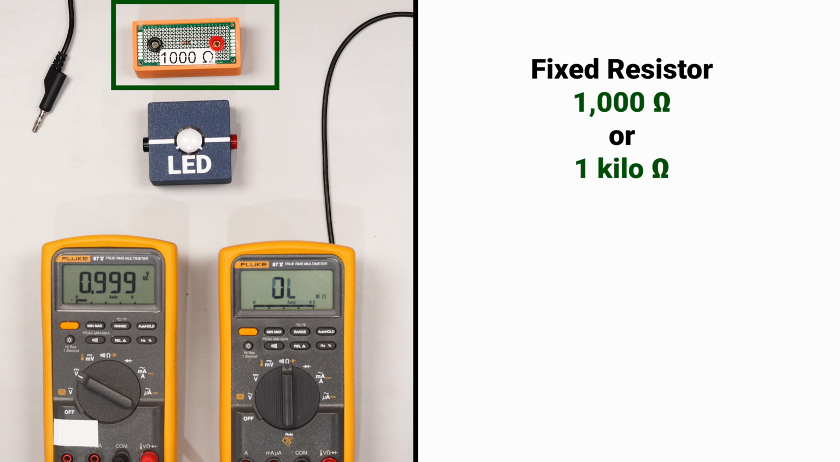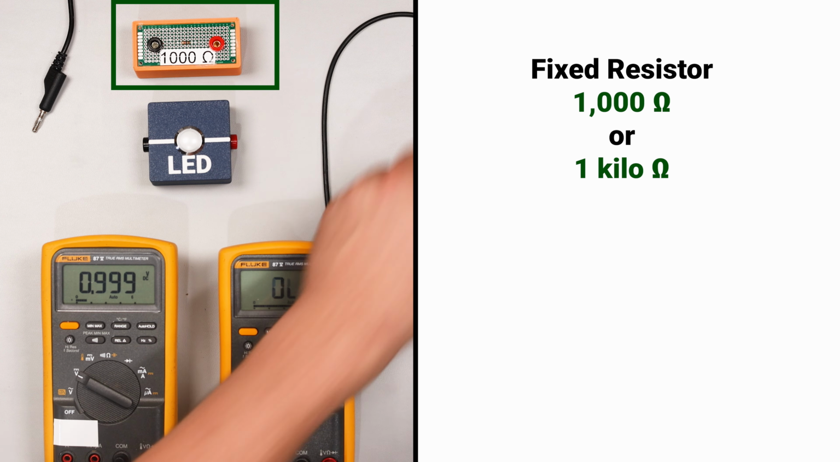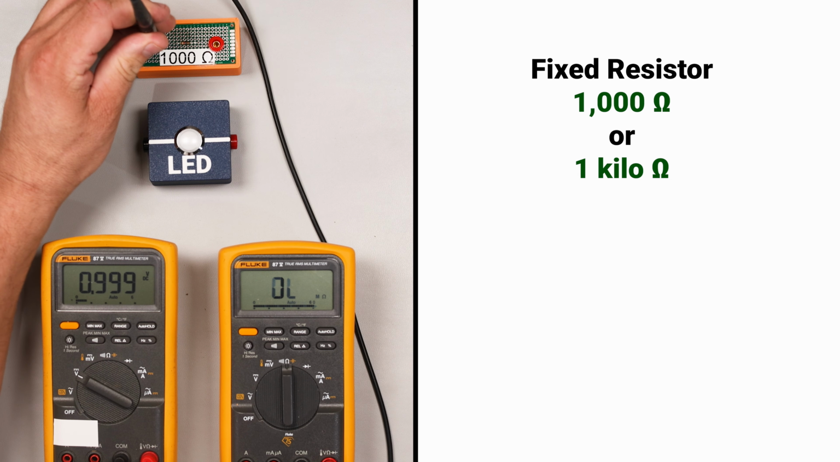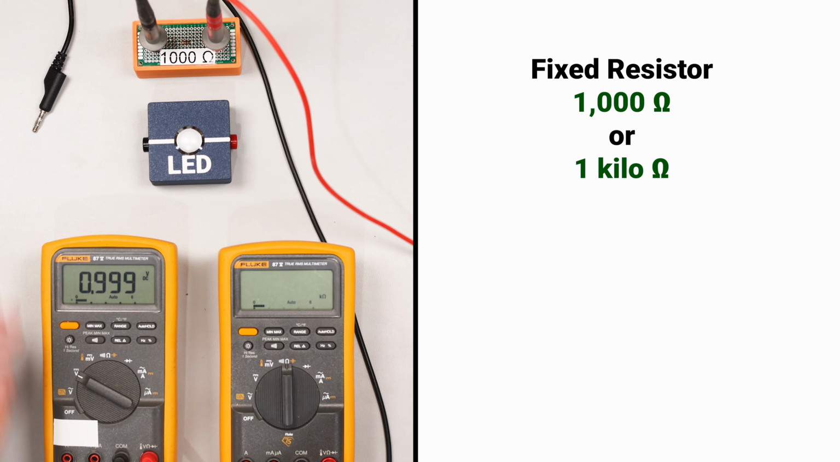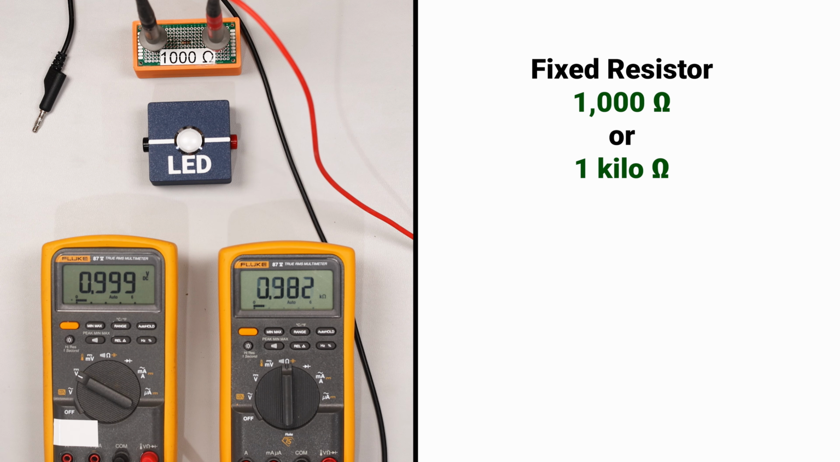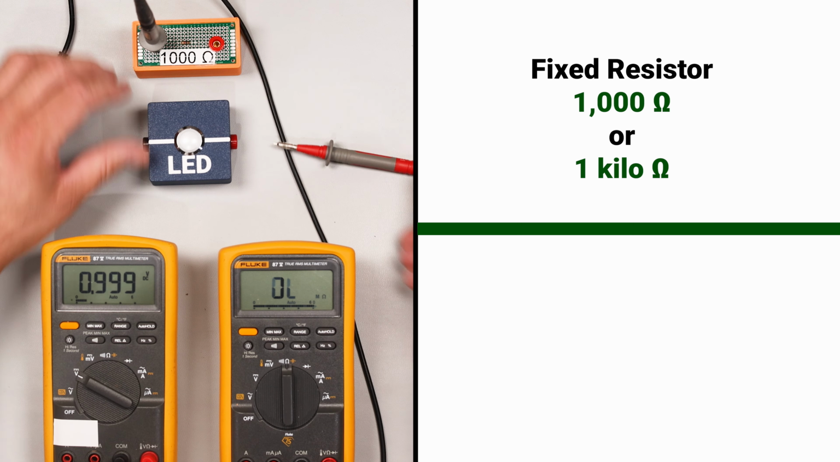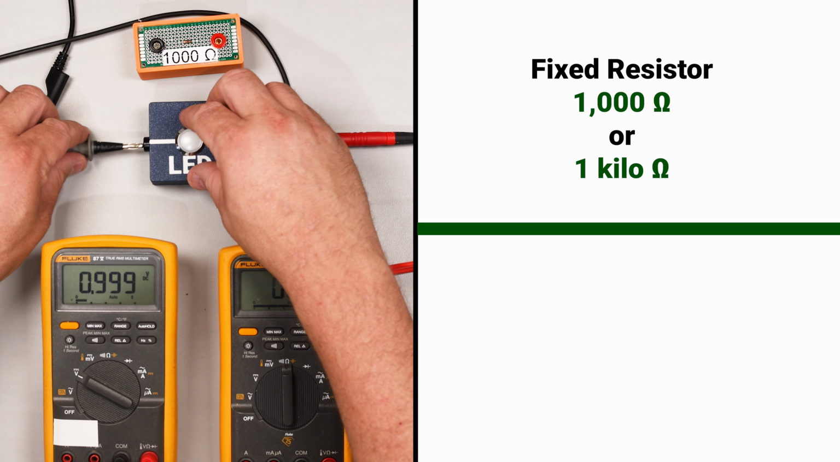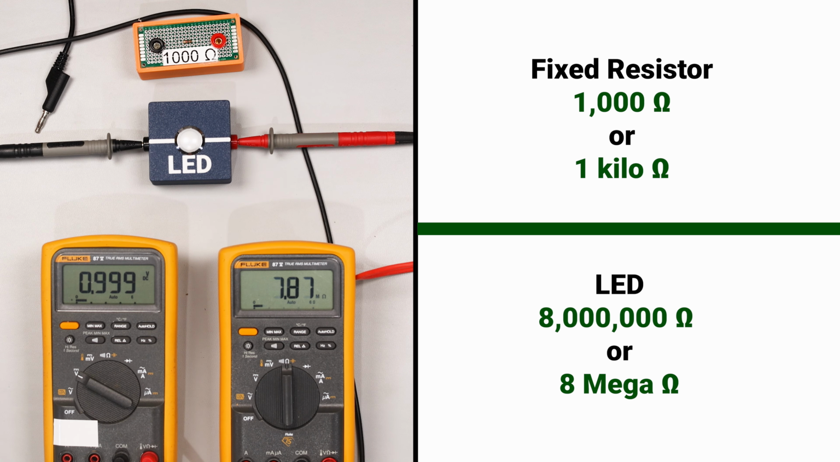At the top of the screen, I have a 1000 ohm resistor, or 1K ohm resistor. I'm going to take my multimeter here on the right, and I'm going to measure the resistance of that resistor. We can see that the value on our multimeter is roughly 1000 ohms. Now I'm going to take the multimeter and measure the resistance of this LED. We'll see that the resistance is somewhere around 8 million ohms, 8 mega ohms.